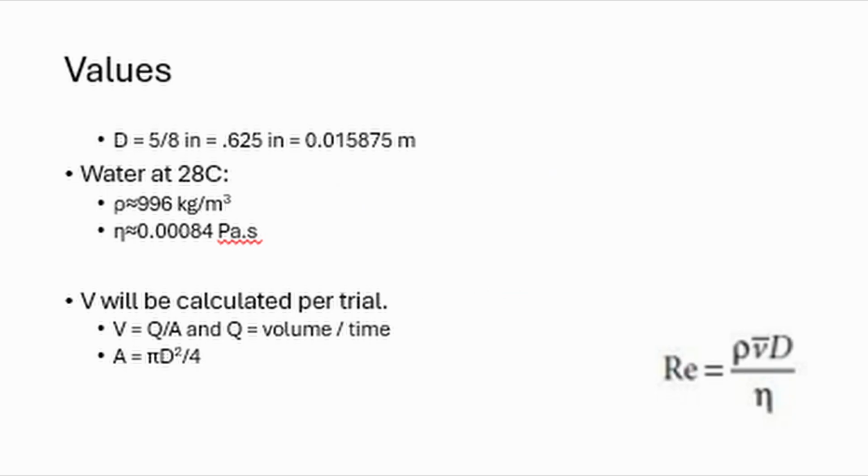Our values that we will be using for this experiment are fixed, except for the velocity. Here we're using the diameter of the inside of the pipe, which is 5/8 of an inch, which can be converted into 0.015875 meters. And for the dynamic viscosity and density, we are taking values from water at 28 degrees Celsius. The velocity will change per trial, so we will calculate those later.